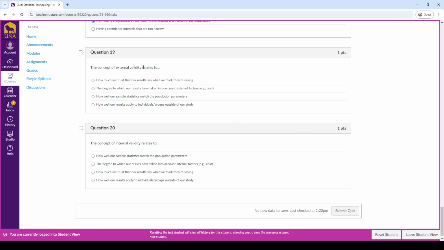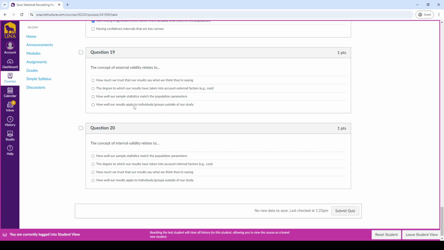All right, the concept of external validity. The concept of external validity relates to how much we trust our results saying what they think we're saying. Well, that's not external validity, but it is related to something we talked about, and that might be the next question. The degree to which our results have taken into account external factors. Well, that's a fun thing to think about, but it is not external validity. How our sample statistics match population parameters. Again, a good thing to think about.